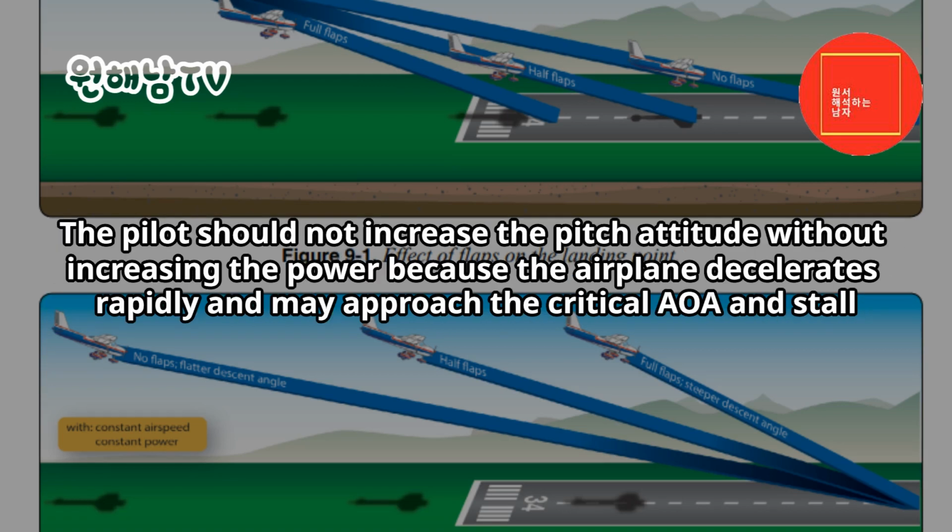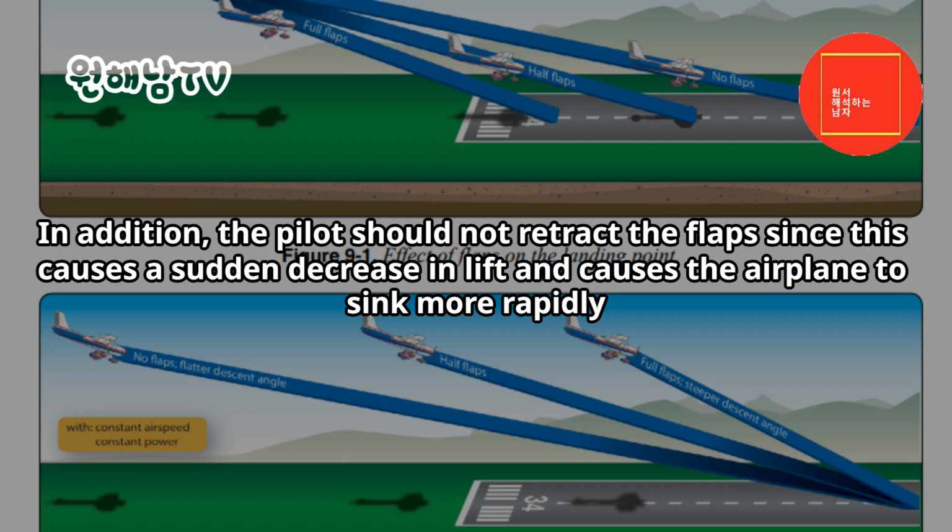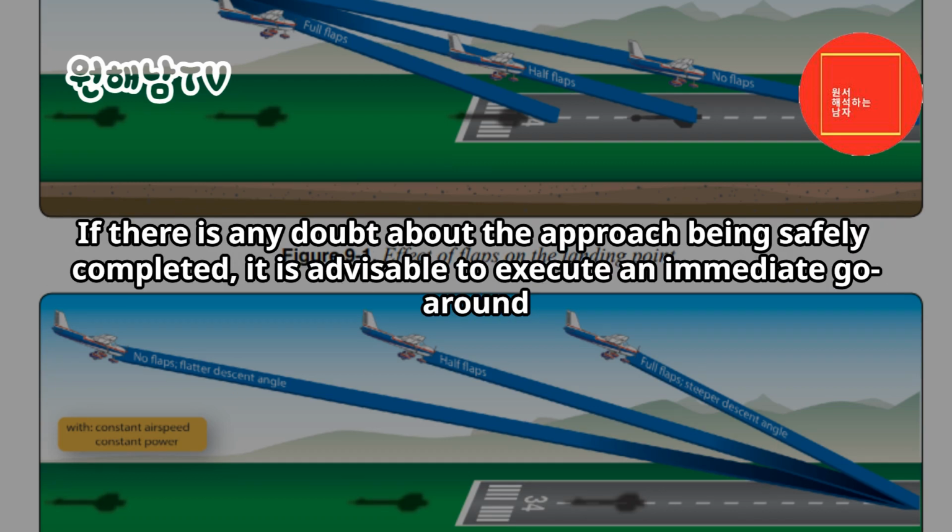The pilot should not increase the pitch attitude without increasing the power, because the airplane decelerates rapidly and may approach the critical AOA and stall. In addition, the pilot should not retract the flaps since this causes a sudden decrease in lift and causes the airplane to sink more rapidly. If there is any doubt about the approach being safely completed, it is advisable to execute an immediate go-around.